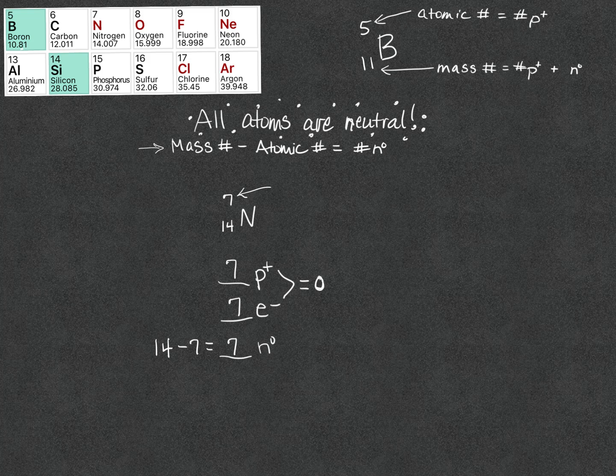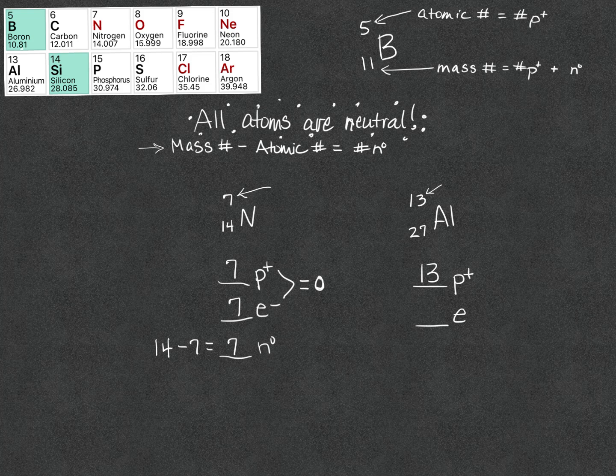Okay, let's try another one. Let's do aluminum. Aluminum is Al. The two numbers are 13, and we round 26.982 to 27. Okay, so number of protons is going to be given by the atomic number. I know that this is the atomic number because it is the smaller of the two, so 13.